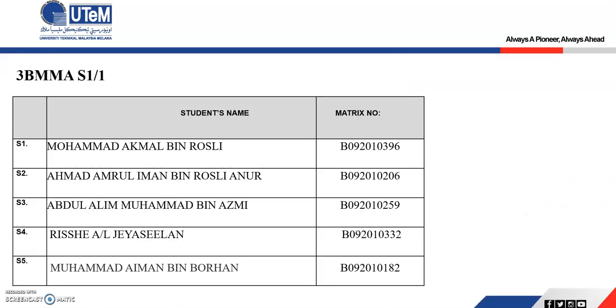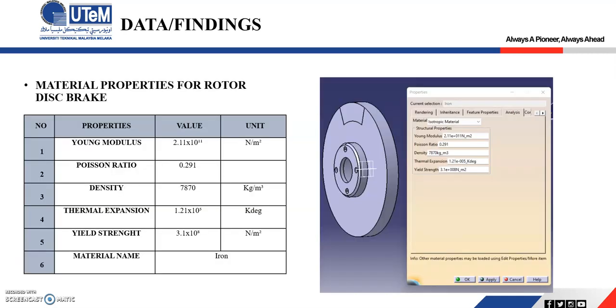We are from 3 BMMA S1/1. Our group members are Muhammad Akmal bin Rosli, Ahmad Amirul Iman bin Rosli Anur, Abdul Alim Mohammad bin Azmi, Risshe anak lelaki Jeyaseelan, and lastly Muhammad Aiman bin Borhan.